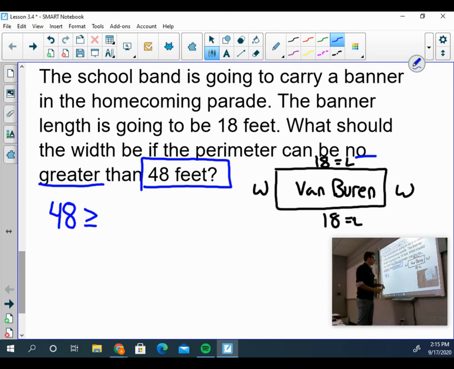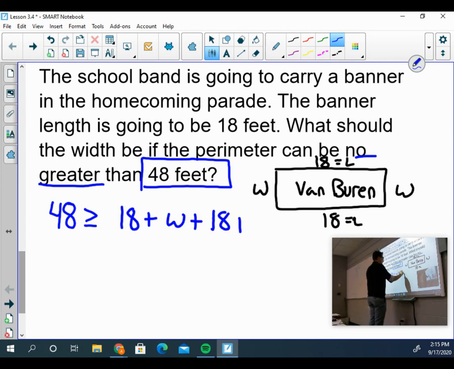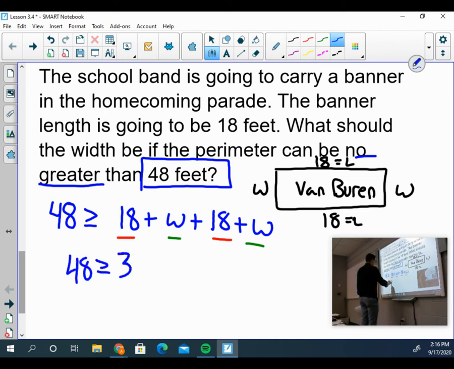So on the left side, I've got my total. I've got my inequality facing the right way. Now, what's making up that total? Well, it's the perimeter. We know perimeter is just adding up all the sides. So 18 plus W plus 18 plus W. Now, I have an inequality that I know how to solve. So what I'm going to do is I'm going to combine the like terms. I'll combine the 18s together. I'll combine the W's. What that's going to leave me with is 48 is greater than or equal to 36. That's 18 plus 18 plus 2W. That is W plus W.